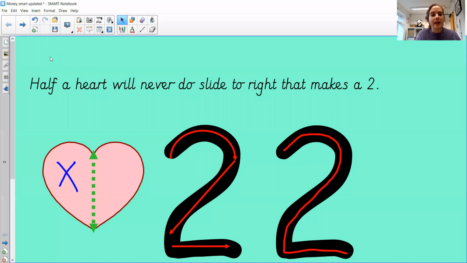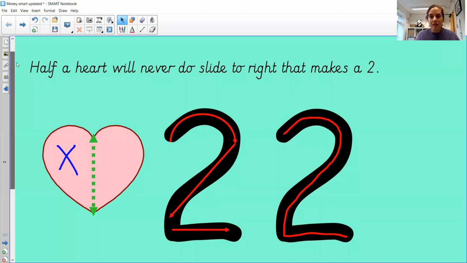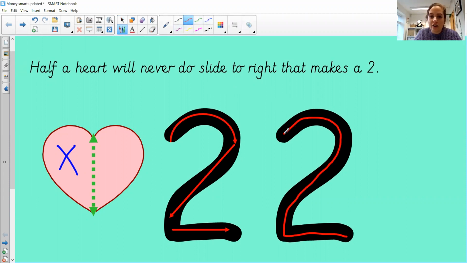Let's go back to my Smart Board. Oh, too far. Right. I would like you to start off this lesson by doing some number formation, and this week it is the number 2. It says: half a heart will never do, slide to the right, that makes a 2. So I'm going to go over this again. Half a heart will never do, slide to the right, that makes a 2. Off you go. Have a practice of this at home, or if you're at school, in the classroom.